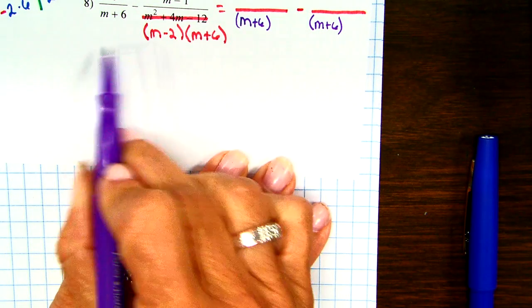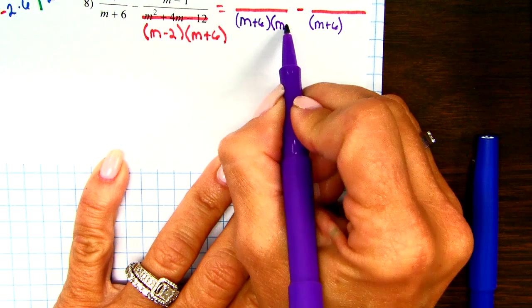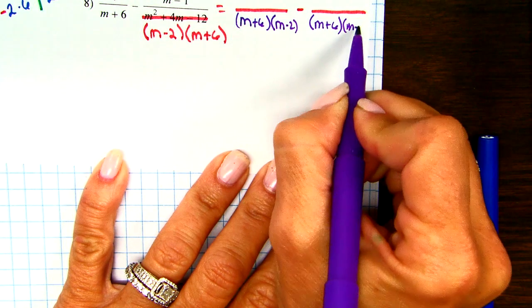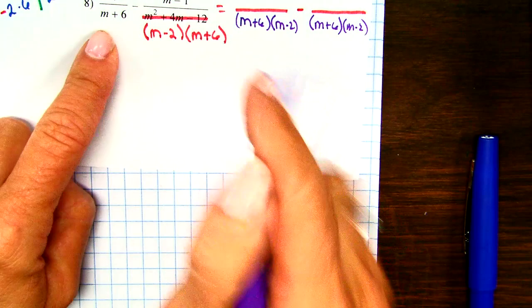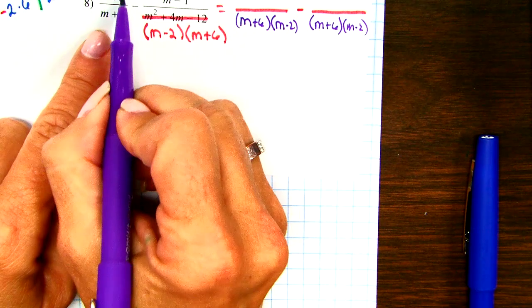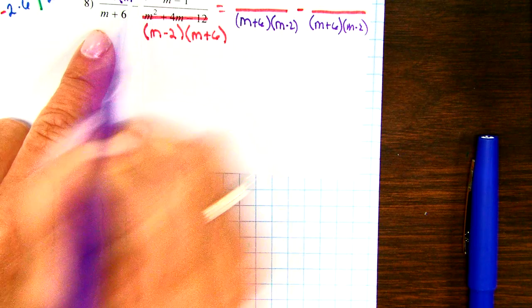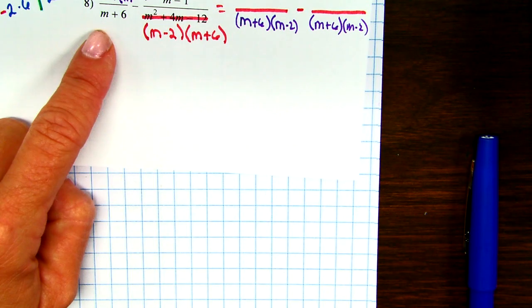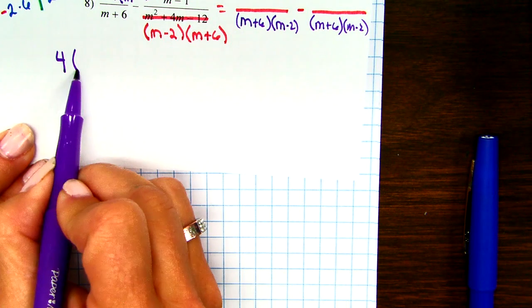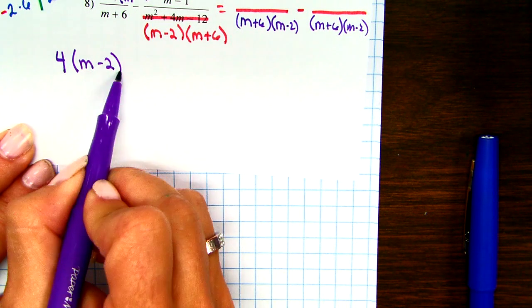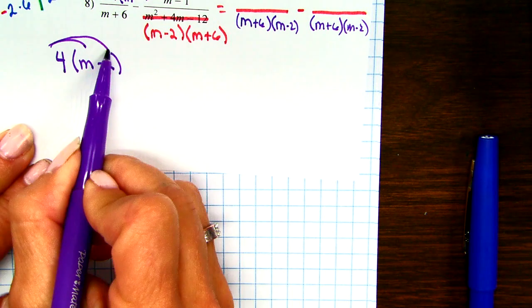And one of them has an m minus 2. We have to keep that as well. So that's my common denominator. My first fraction is missing the m minus 2 in the denominator. So I'm going to put m minus 2 on top. So I have 4 times m minus 2. Distribute.